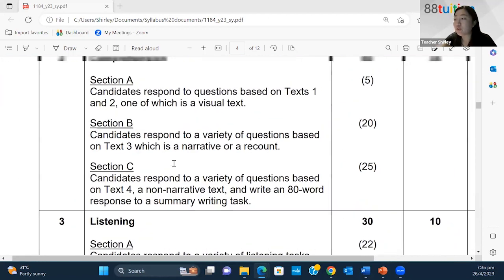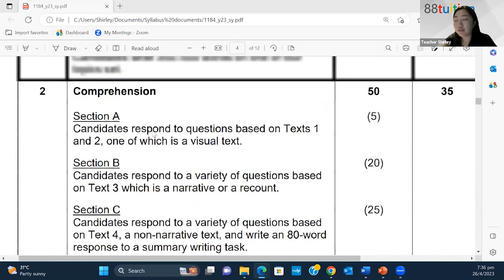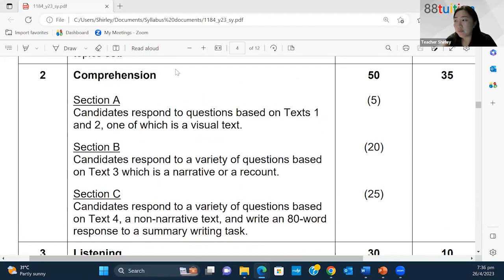Just for today, we are covering narrative comprehension. Under comprehension, there are 3 types. The first one is your visual text, which is 5 marks. That is section A. Then you have your narrative text or a recount, which is section B. And section C is a non-narrative text together with a summary writing task.